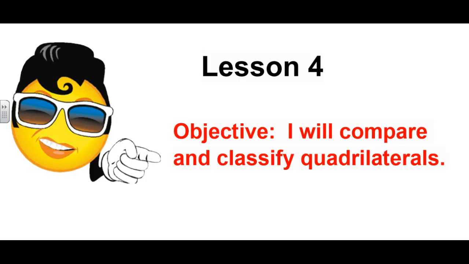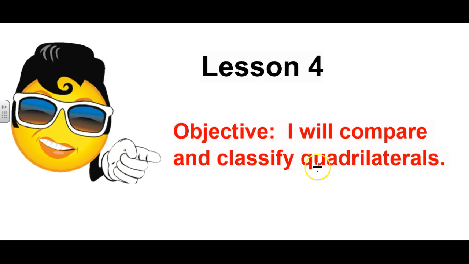Your objective for lesson 4 is I will compare and classify quadrilaterals. So we are moving on to a new module, and the beginning of this module starts with quadrilaterals. Quadrilaterals are shapes that have 4 sides, so you're not going to be looking at a triangle or a pentagon or an octagon or any other shape that has more or less than 4 sides. Quadrilaterals only have 4 sides.